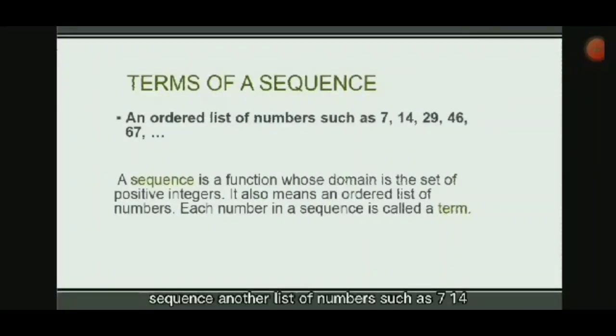Sequence. An ordered list of numbers such as 7, 14, 29, 46, and 67 is called a sequence. A sequence is a function whose domain is the set of positive integers. It also means an ordered list of numbers. Each number in a sequence is called a term. In Tagalog, 7, 14, 29, 46, and 67 is called a sequence.